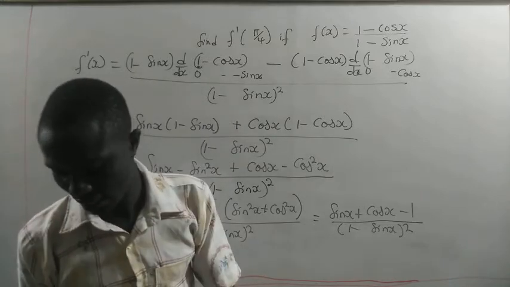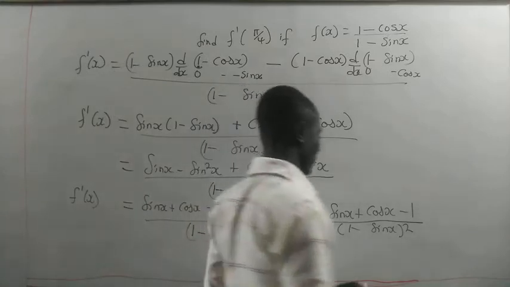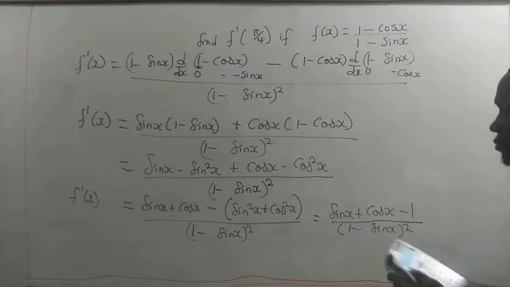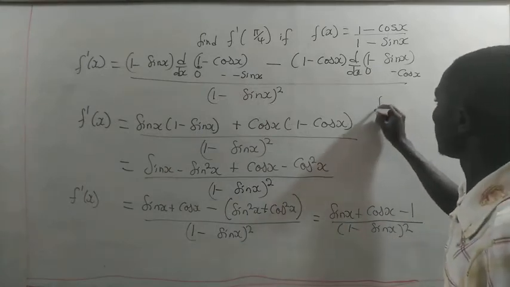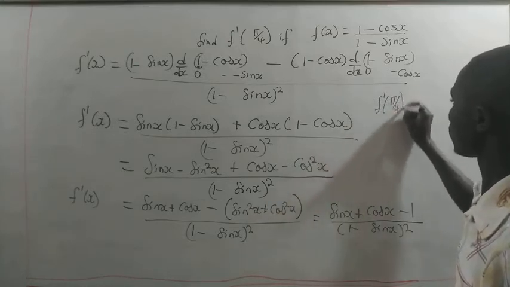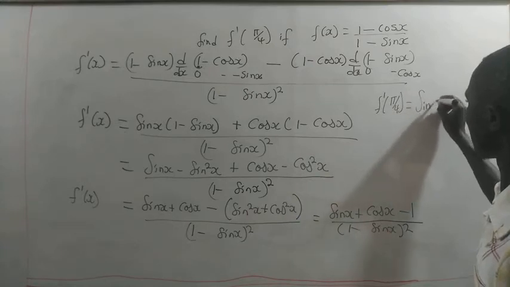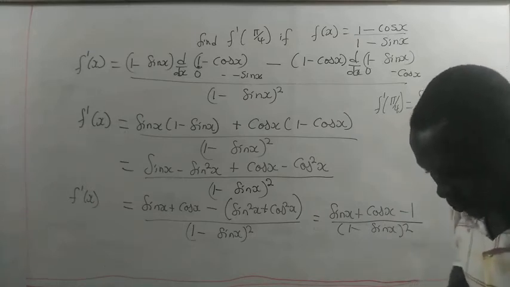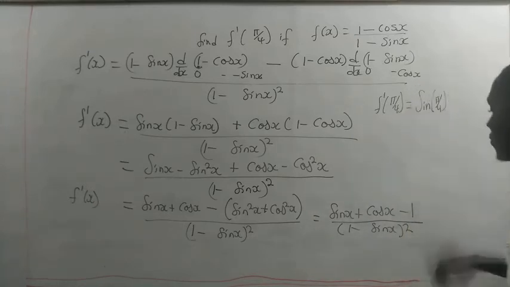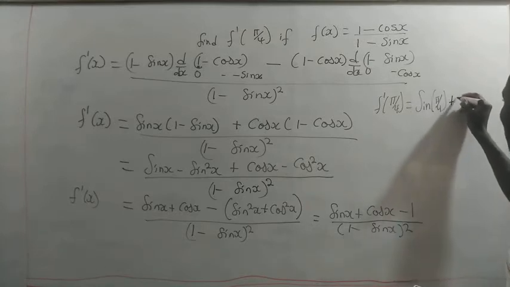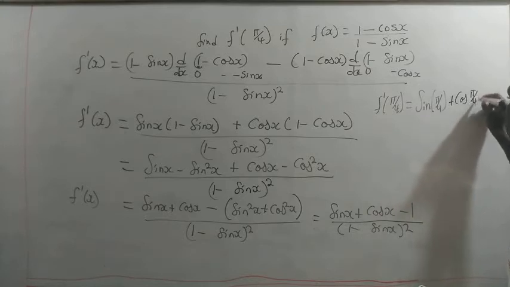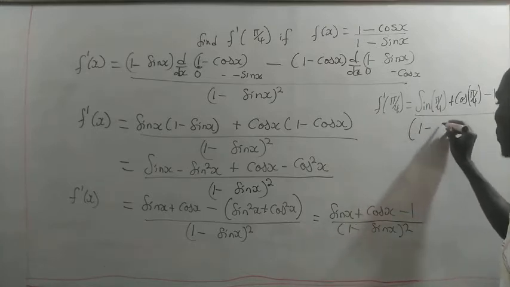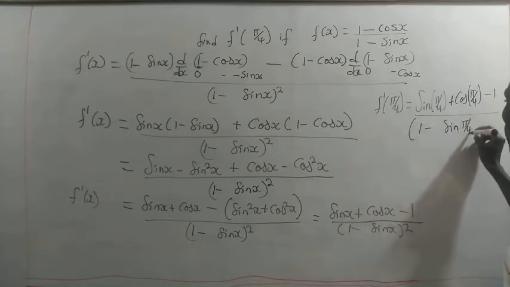So you take your calculator and you set it into radians, because you have pi. So here we have f prime of pi on 4 equal to sine of pi on 4 plus cosine of pi on 4 minus 1, all divided by 1 minus sine of pi on 4 all squared.